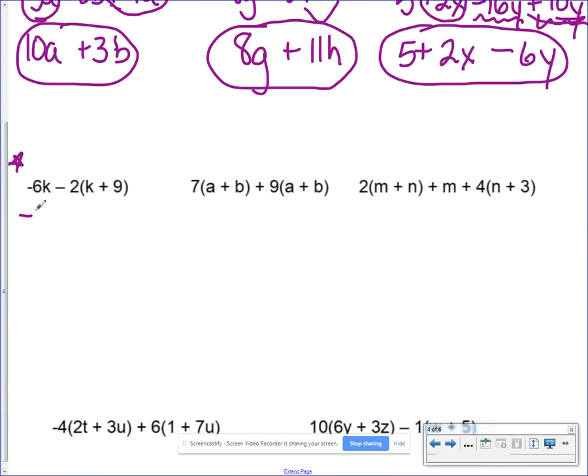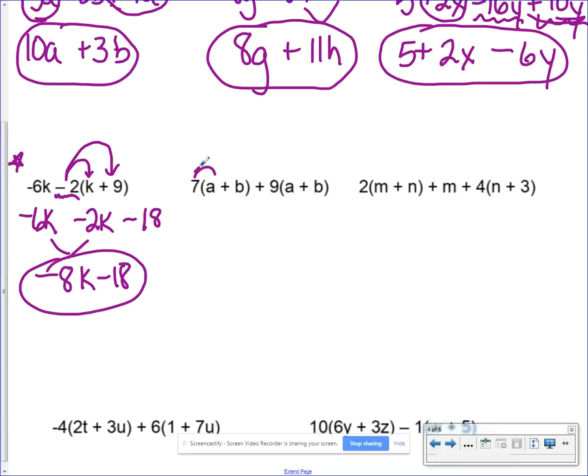Negative 6k leads the way. Now I'm going to tell you, hold your horses. Put a squiggly line under that minus sign with the 2. I need you to think of that as negative 2 is getting distributed. Negative 2 times k is negative 2k. Negative 2 times positive 9 is negative 18. Combine the terms that are alike. Done.